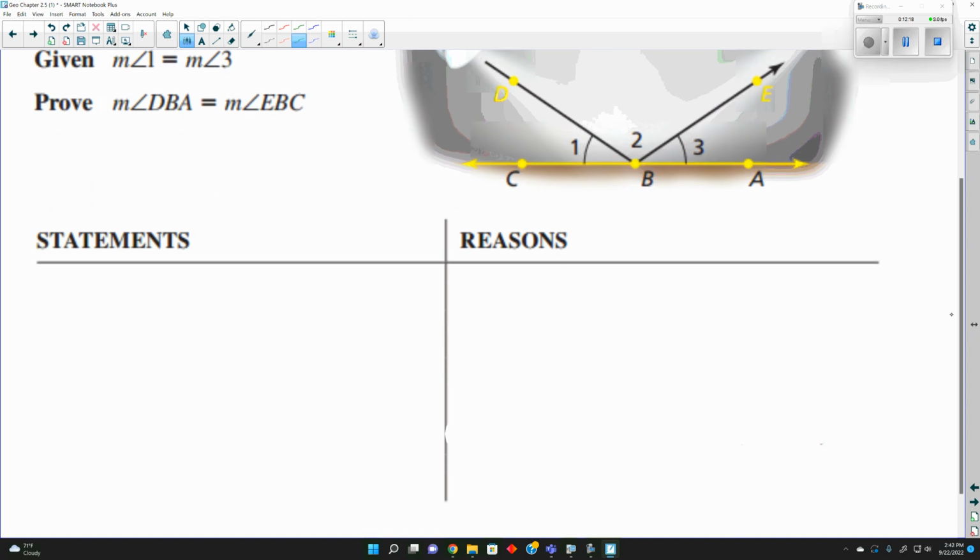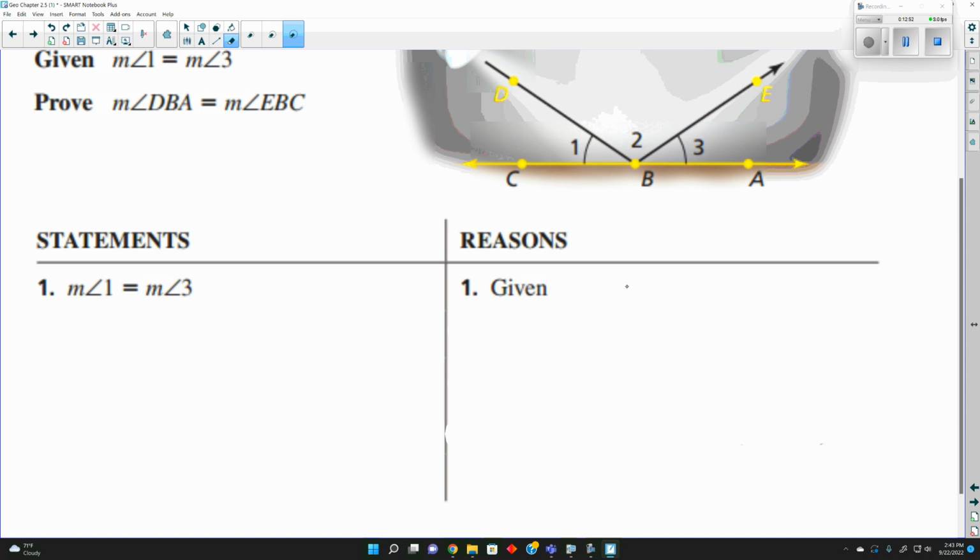We're going to look at this one here. Now this one here, unlike the last few, doesn't give us any of the steps in between. But the first thing we always start with is the given information. So we're going to start off with the measure of angle 1 is equal to the measure of angle 3. And what's our reason? Given. It was given to us.